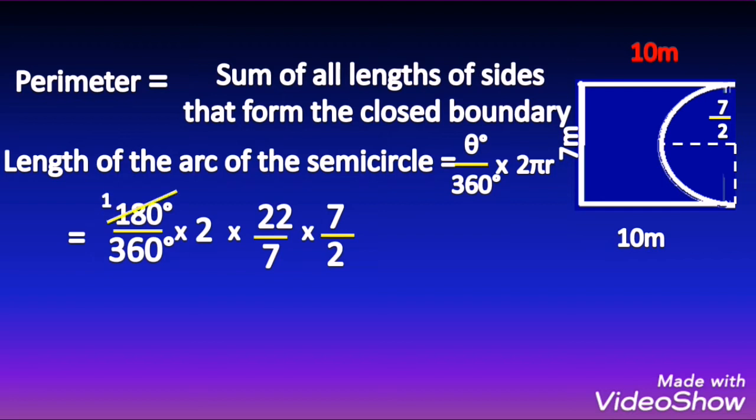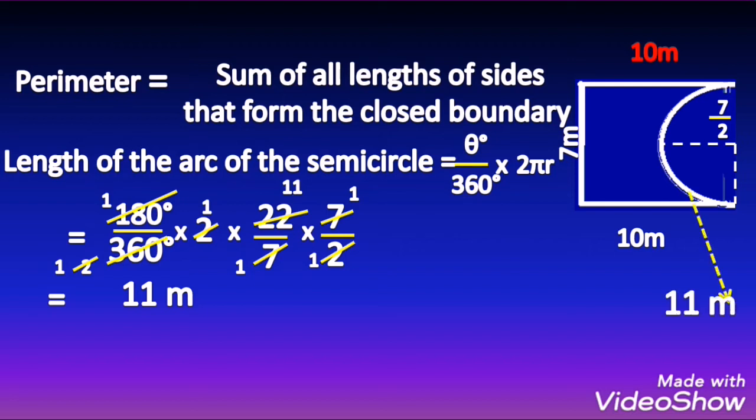Now let us simplify. 180 ones are 180, 2s are 360. 2 ones are 2, and 2 ones are 2. Here 7 ones are 7 and 7 ones are 7. 2 ones are 2, 2 11s are 22. So it is 11 meters. So the length of the arc of the semicircle is 11 meters.